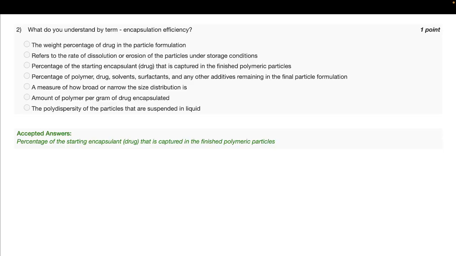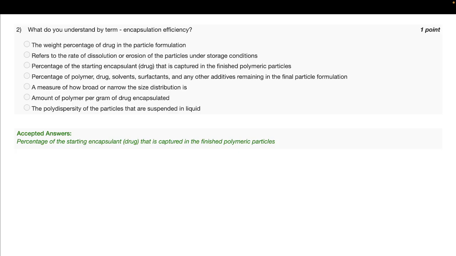Yes, both of you who have answered in the chat box are correct. The correct answer for encapsulation efficiency is the percentage of the starting encapsulant, that is a drug, that is captured in the finished polymeric particles. So what does this mean? Let's say you started with 100 milligram of the drug, and you were able to load only 60 milligram of this drug in your polymeric particle. So your encapsulation efficiency would be 60%, because only 60% of the original amount of drug could be put into the polymer.